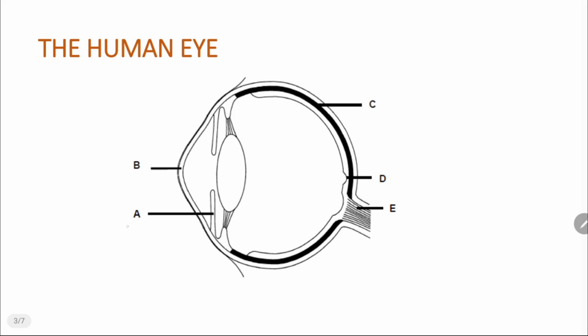Now, let's start with structure B. Structure B is what we call the cornea. We'll simply state the names first and then we'll go into the functions.